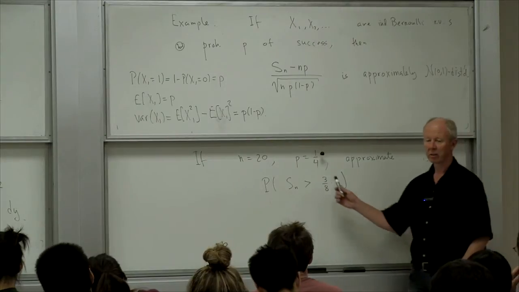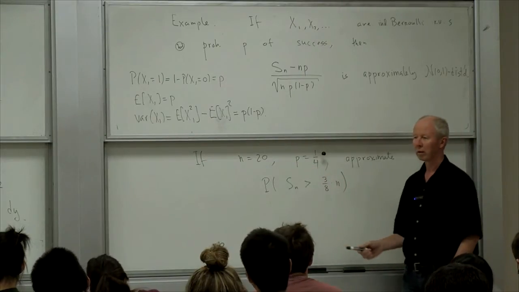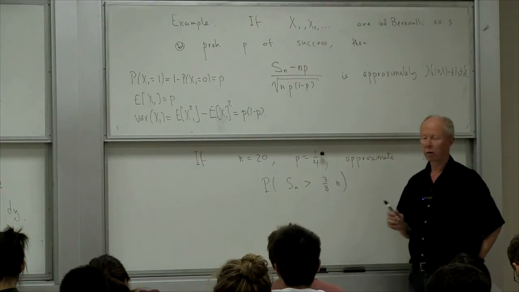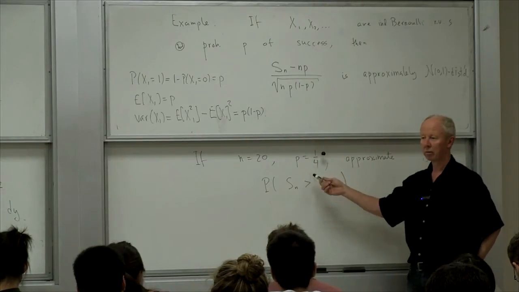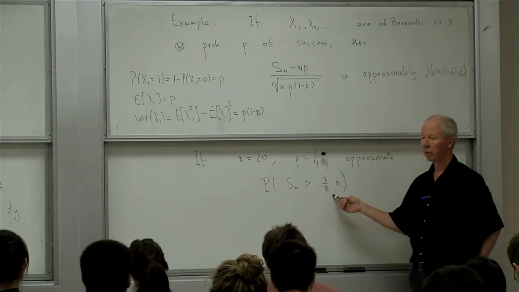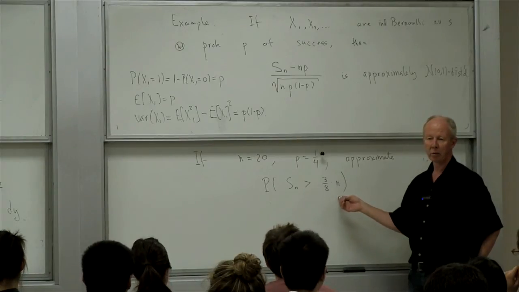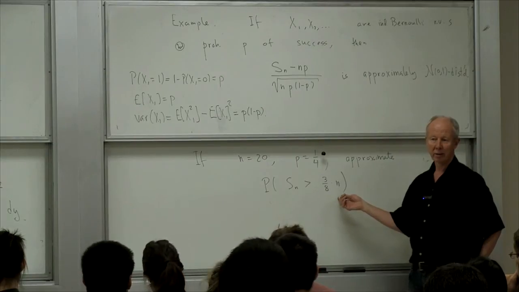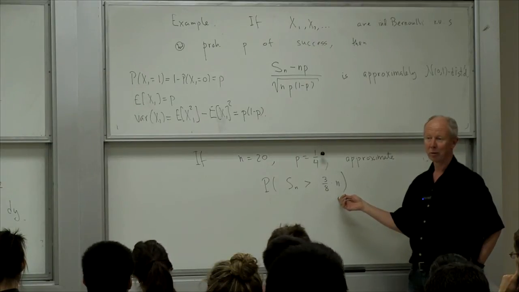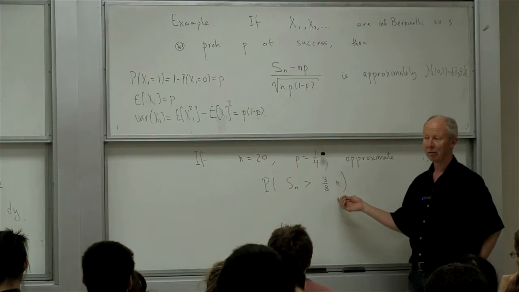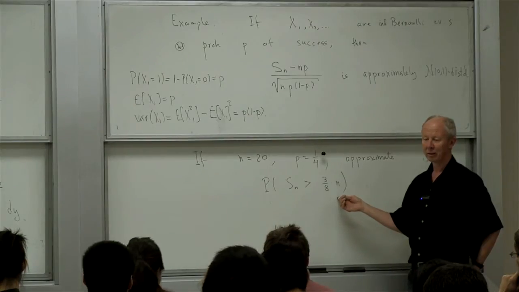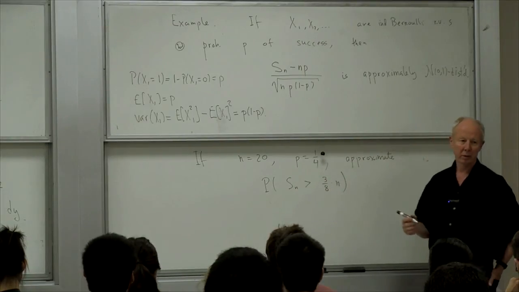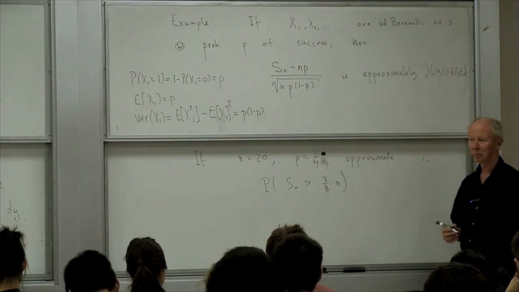Sn is the number of successes in n equal to 20 trials. About how many successes would you expect in 20 trials if the probability of success is a fourth? About 5, right? This number would be what? 3/8 times 20 is a bit more than 5. How much more, though? Like 7.5 or so. So we're asking what's the probability we have maybe 8 or more successes.